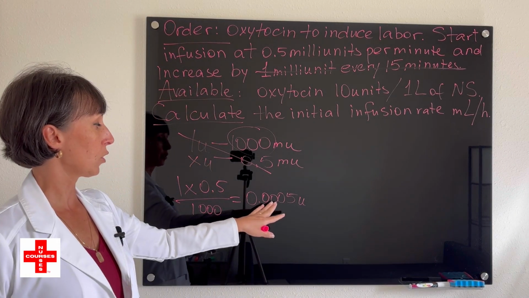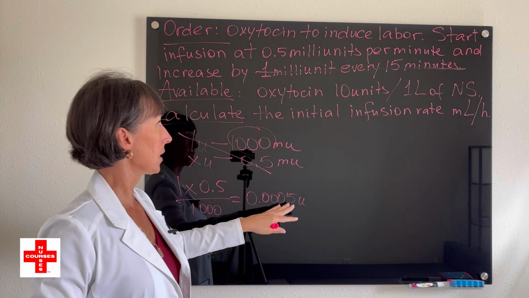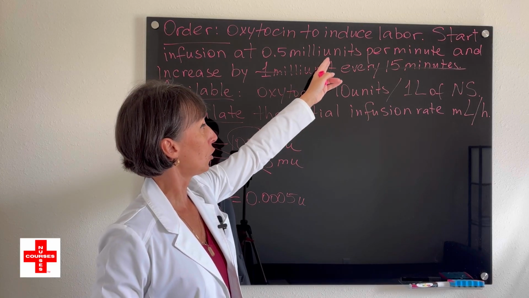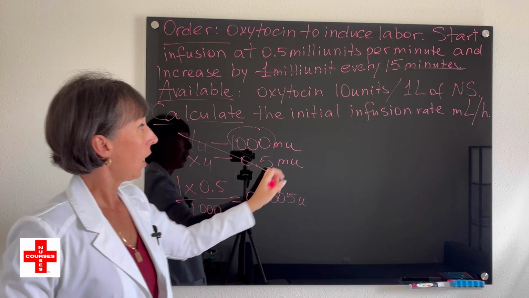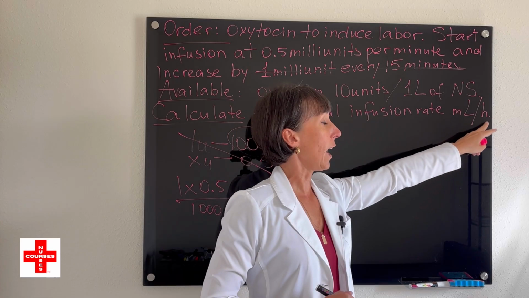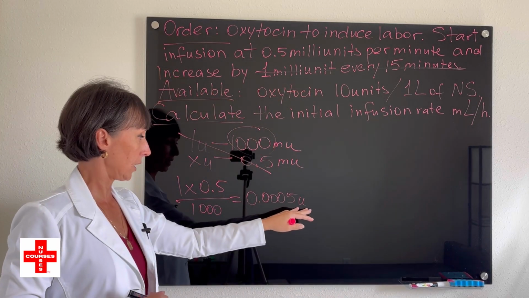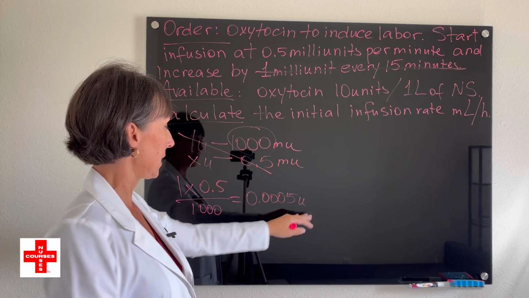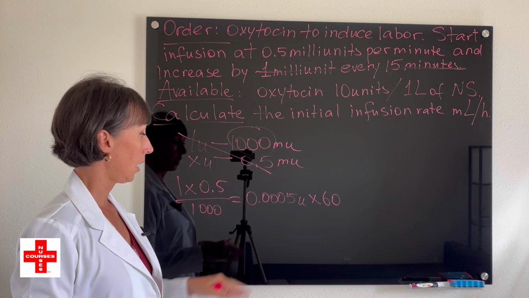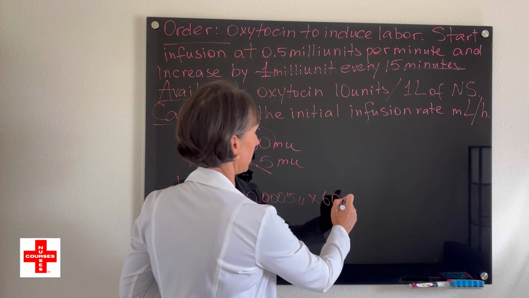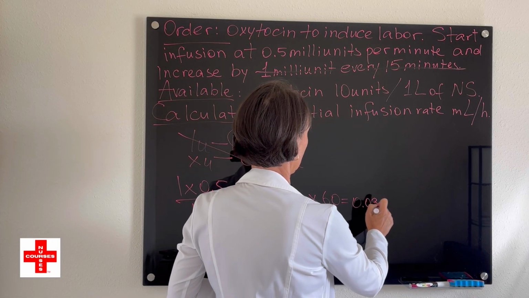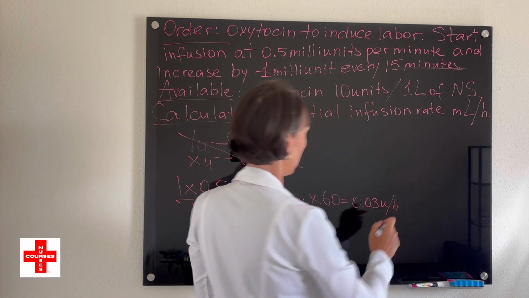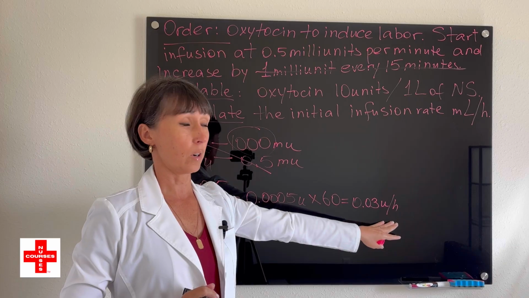I get 0.0005 units. This is how much my initial infusion will be in units per minute. Now, I need to find infusion rate in milliliters per hour. So let's go to hour. This is still per minute. Now, to get me to hour, I just need to multiply by 60. When I multiply this by 60, I get 0.03 units, and that's now per hour.